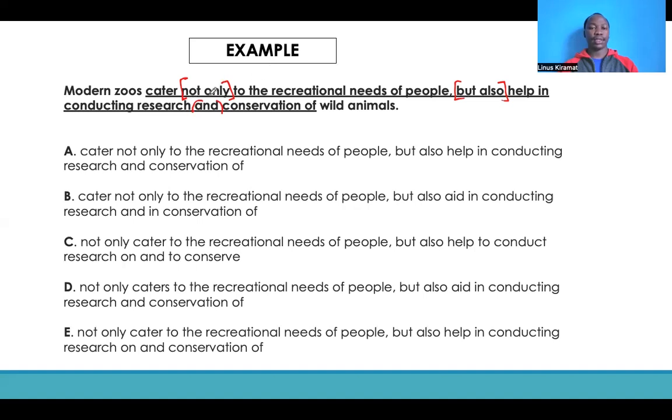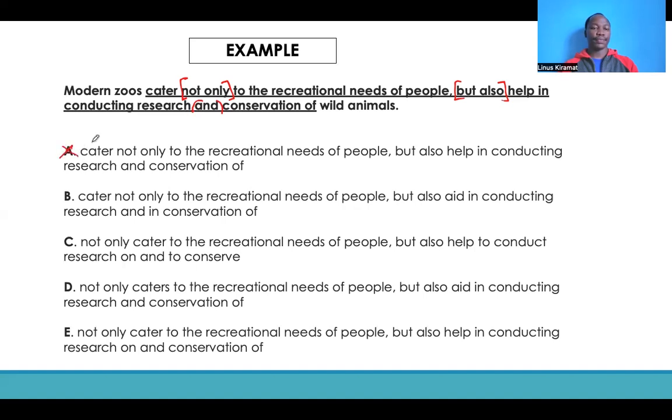So our sentence should be constructed in such a way that the three parts being compared here, that is, what modern zoos do, that is they cater to recreational needs of people, help in conducting research and conservation of animals. All these three elements must be in the same parallel construction, right? So let's look at our example. Option A usually is just a copy of the underlined part, so you could ignore that because already you can tell that there is some incorrect construction, right?